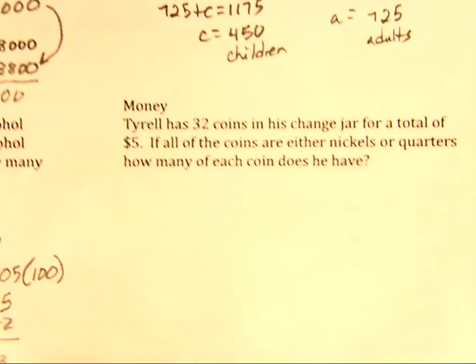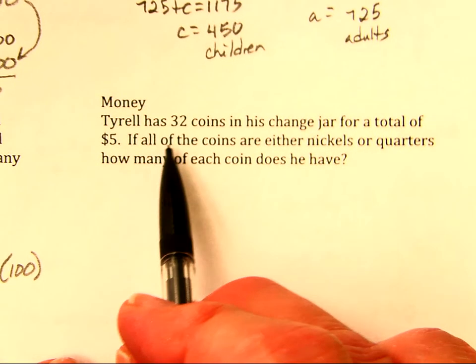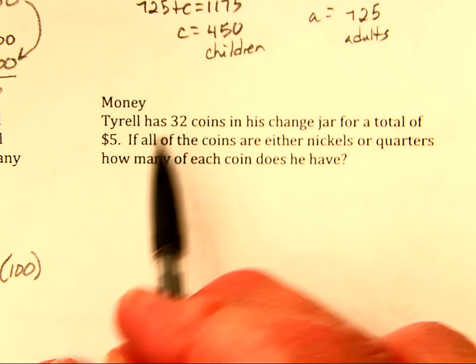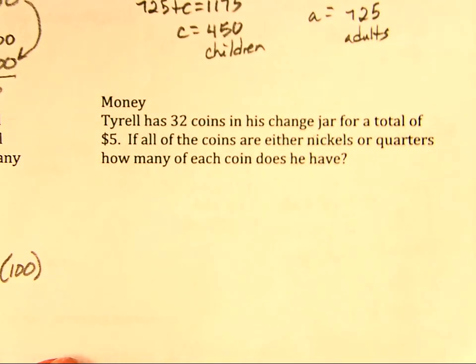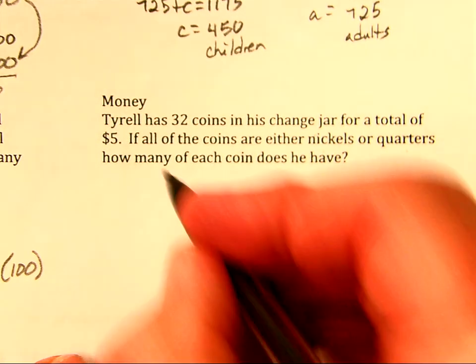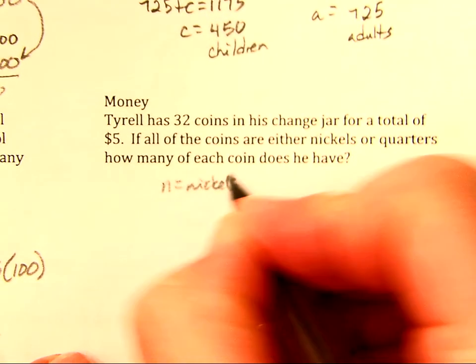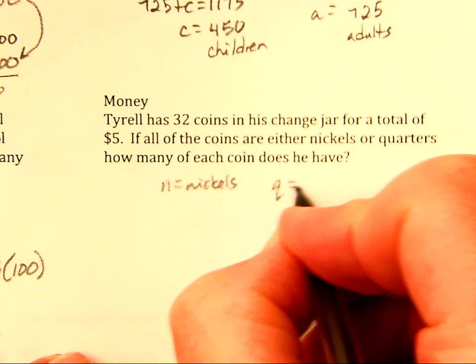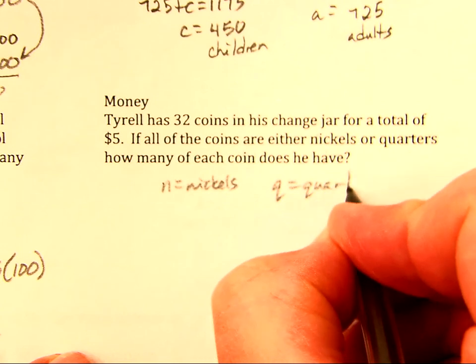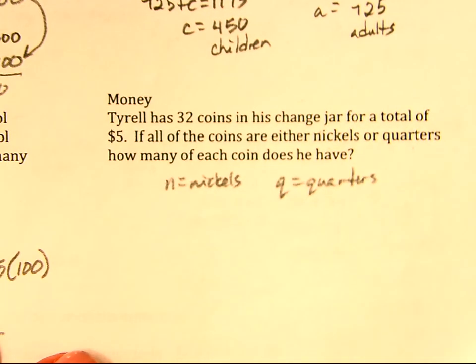And the last one is a money problem. So in his change jar, Tyrell has 32 coins, $5. If all of his coins are either nickels or quarters, how many of each coin does he have? Let's say we let N be the number of nickels and Q be the number of quarters. You could use X and Y if you want. I like to use a variable that matches when I can.